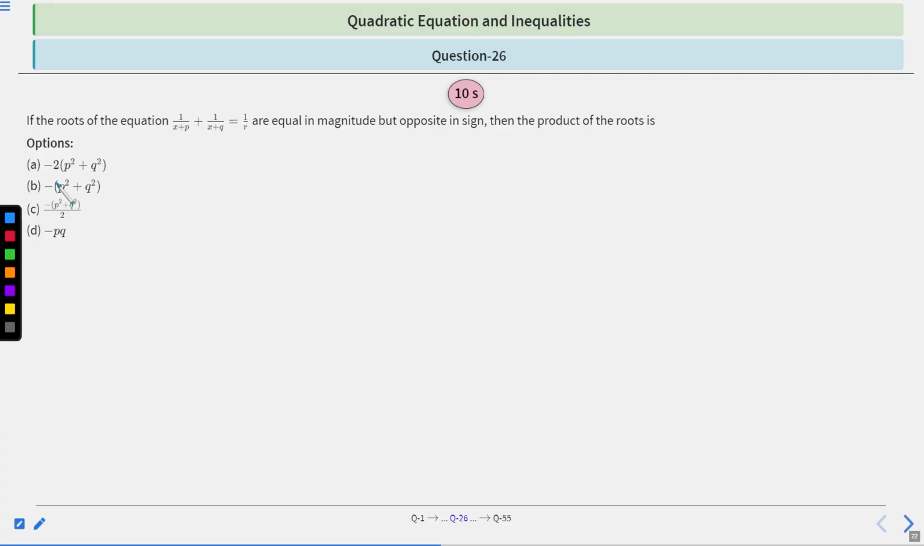So let's discuss question number 26. If the roots of the equation 1/(x + p) + 1/(x + q) = 1/r are equal in magnitude but opposite in sign, then the product of the roots is. Let's discuss the solution after 10 seconds.